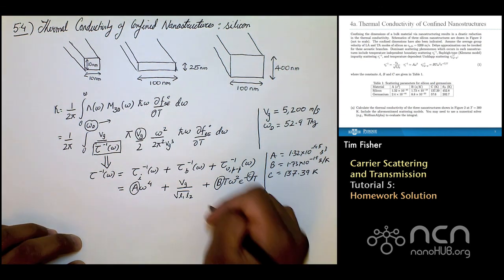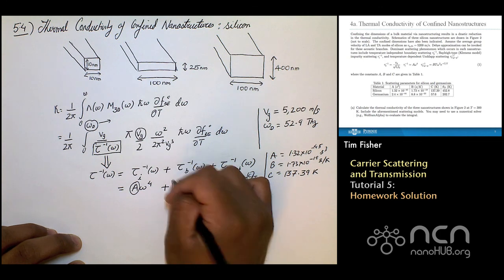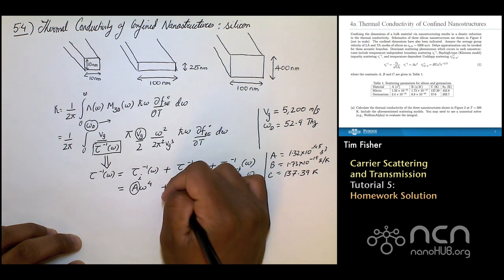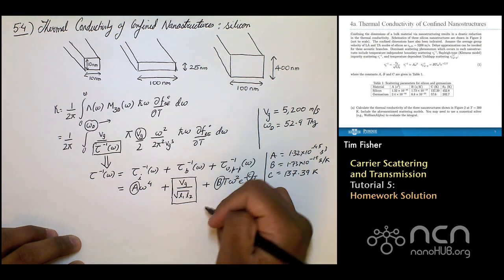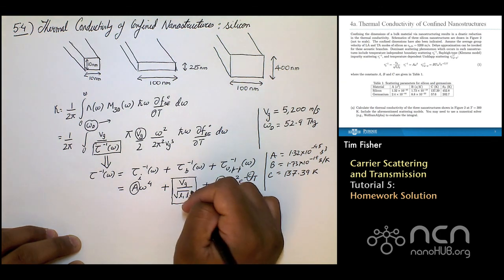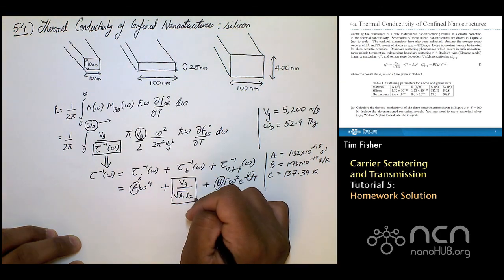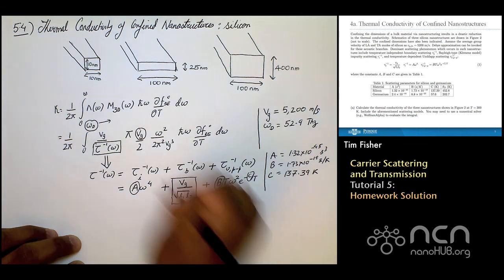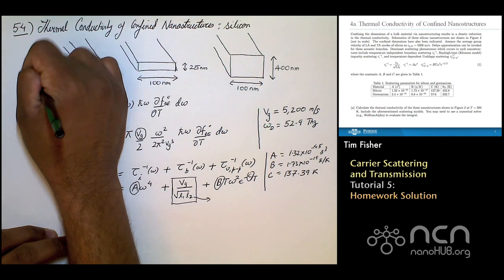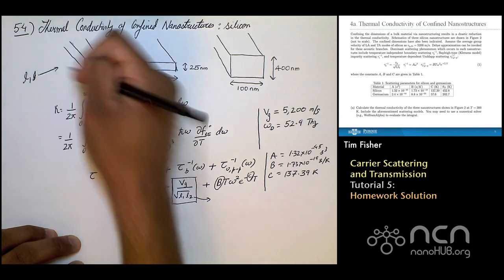I want you to pay attention to the boundary scattering term here, and you can see that this is where the effect of confinement is noticed. The denominator of the boundary scattering rate contains L1, L2, and the L1, L2 values are given from these schematics.